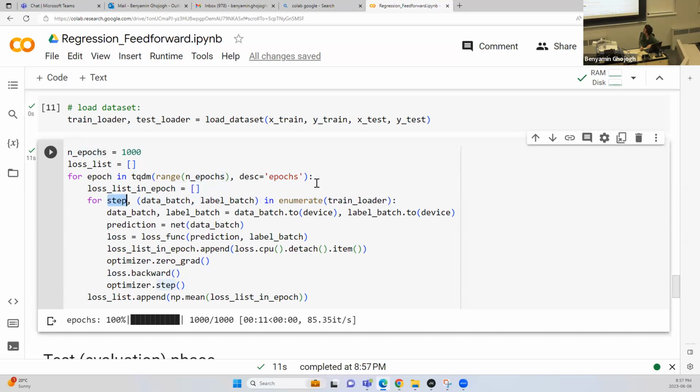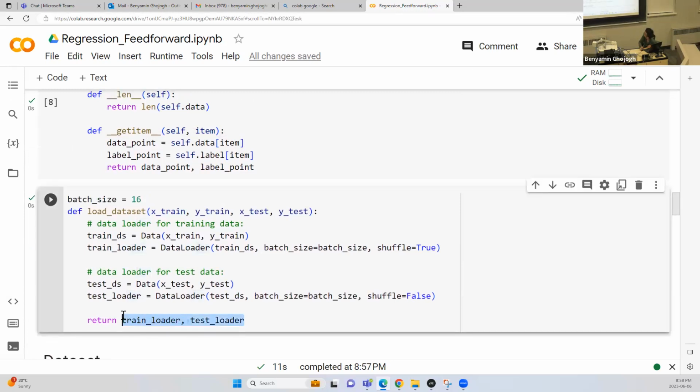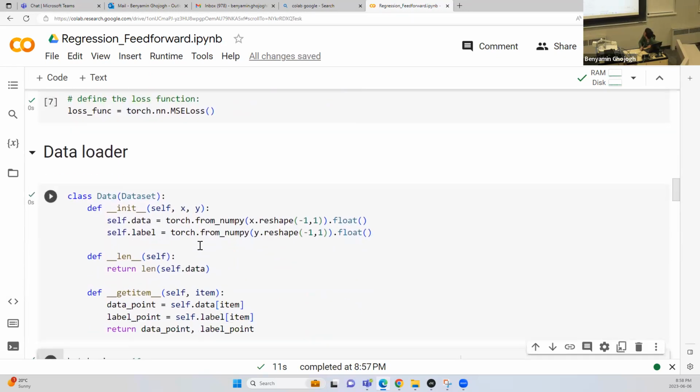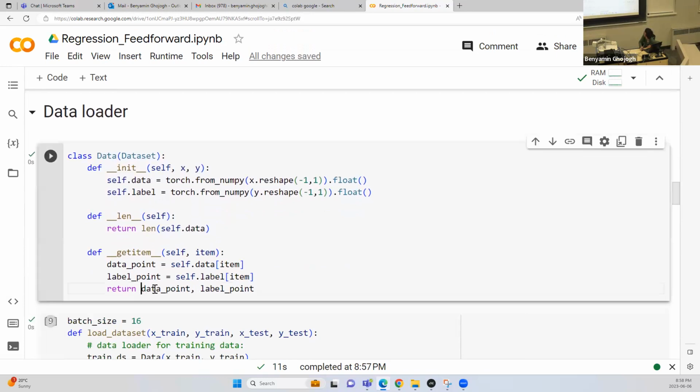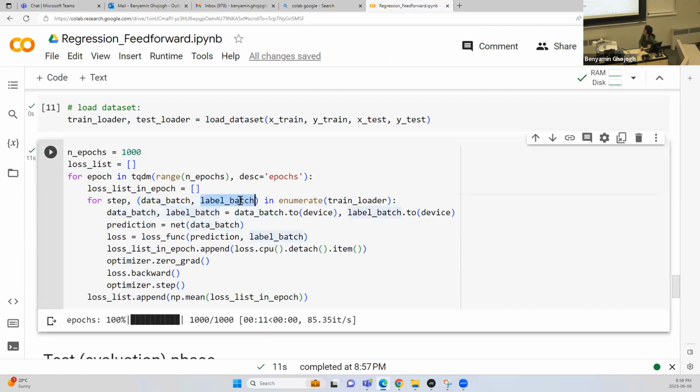For step, then here I'm using enumerate. What is this enumerate doing? So train loader, when you call it, it gives you data batch and label batch. Why? Do you remember? This was the output of the data loader. Two outputs. Here, where was that? There, here it is. Get item, data, label, right? Two things. It gives me two things. And that's why I get data and label, right?